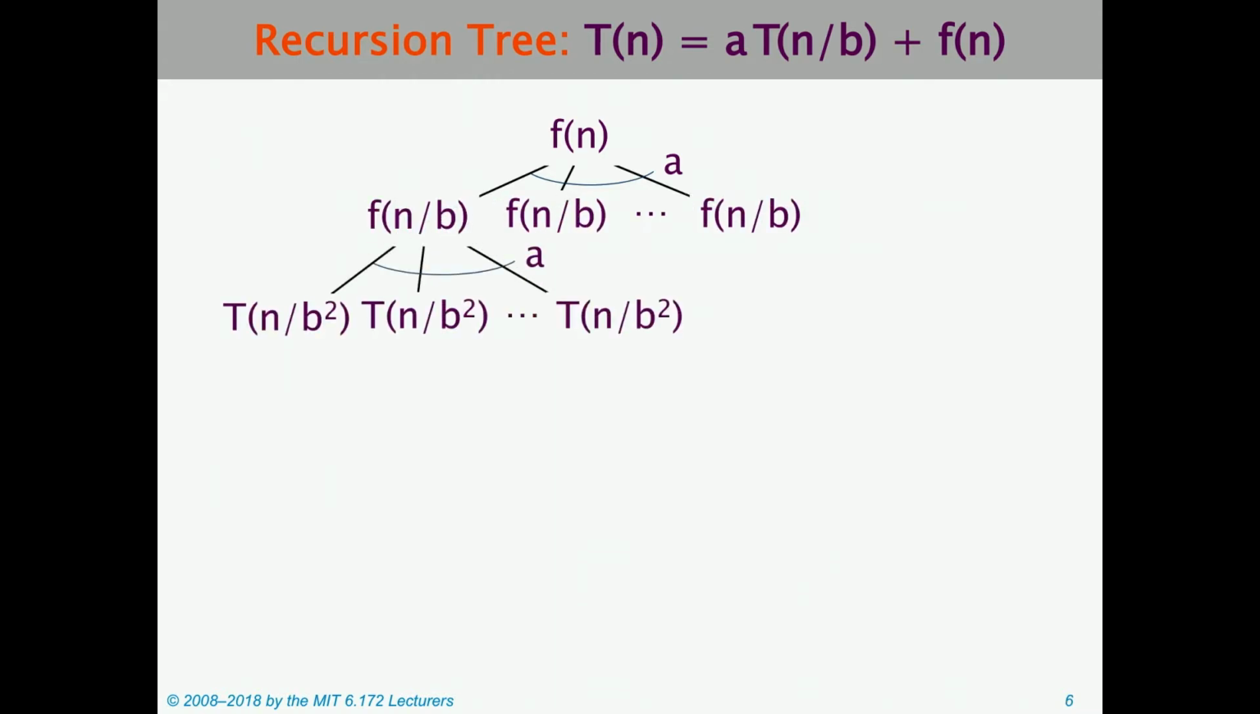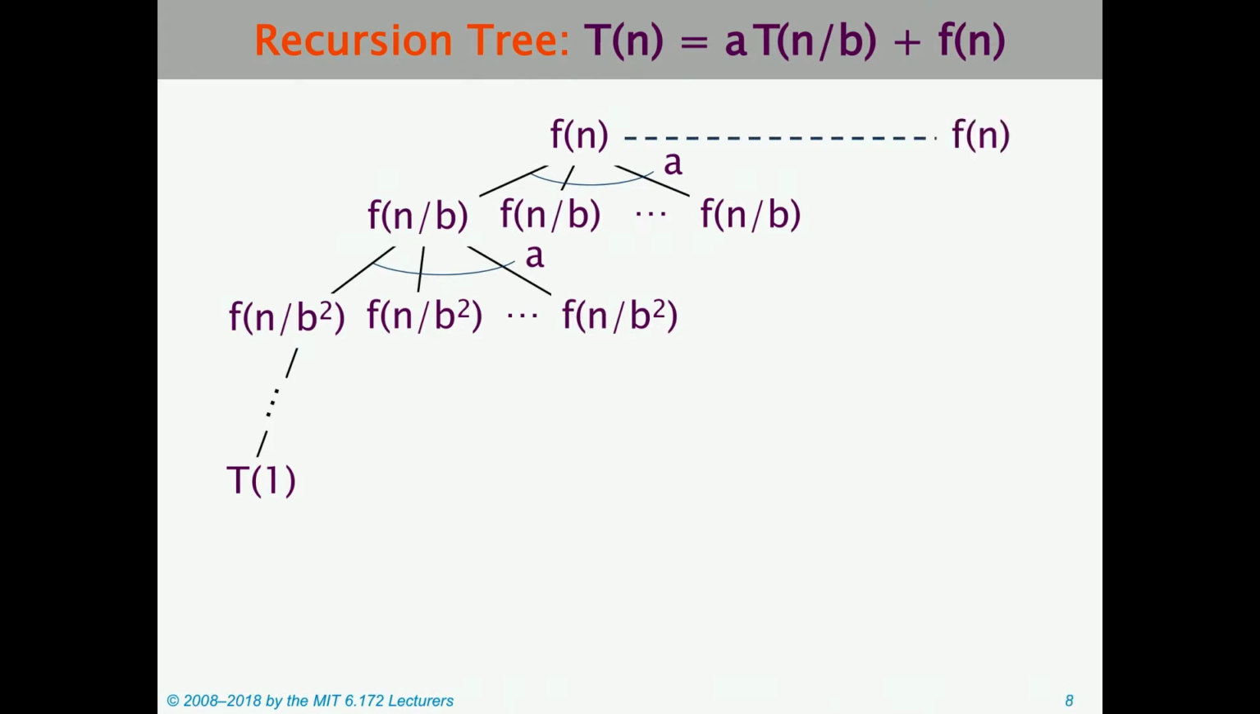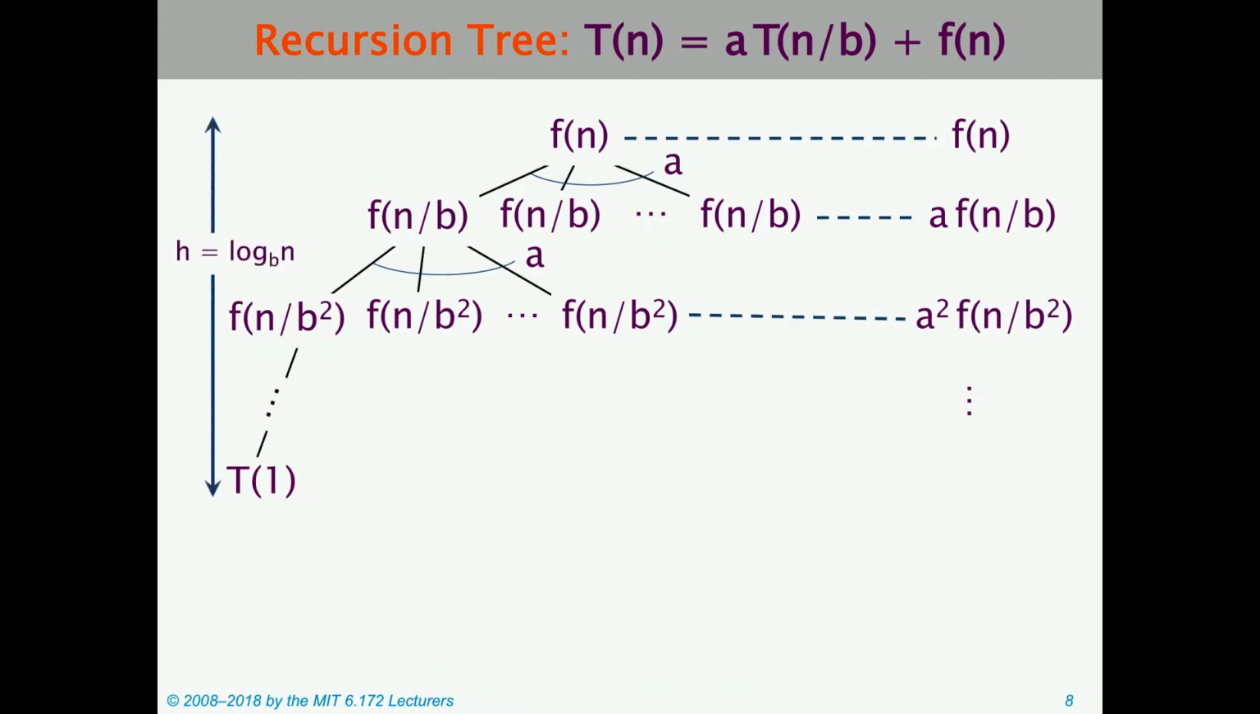And then I do it again at every level. So I expand all the leaves. I only expanded one here because I ran out of space. And you keep doing that till you get down to T(1). Then the trick of looking at these recurrences is to add across the rows. The first row adds up to f(n). The second row adds up to a times f(n/b). The third one is a squared times f(n/b squared), and so forth.